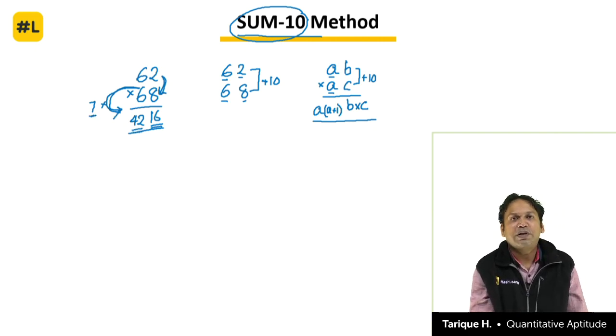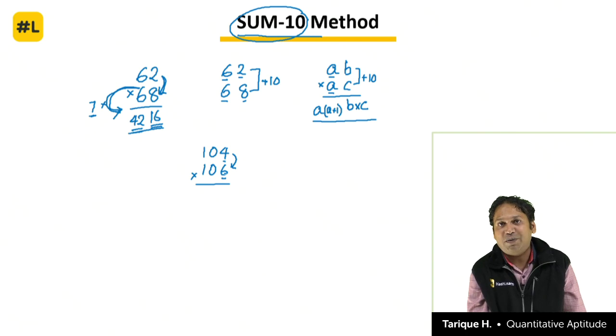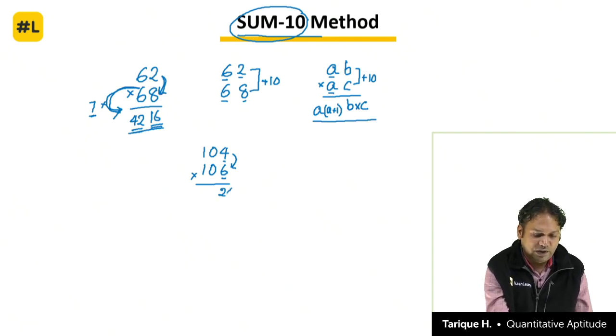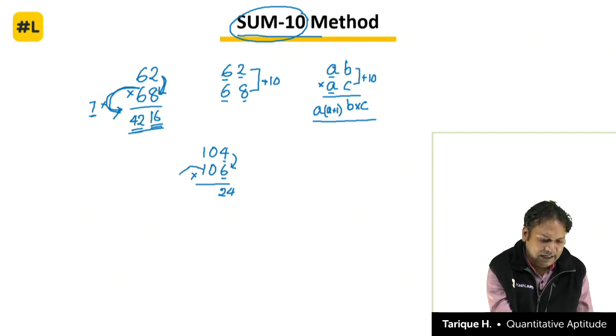We can use it for 2-digit numbers as well as 3-digit numbers. It's very simple, very easy to work out. Let's say, for example, I want to find 104 into 106. So we have 4 into 6; here 4 and 6 sum to 10, since 4 plus 6 is 10. So 4 into 6 is 24, and 10 plus 1 is 11. So multiply 10 into 11. 10 into 11 becomes 110. So what is your answer?